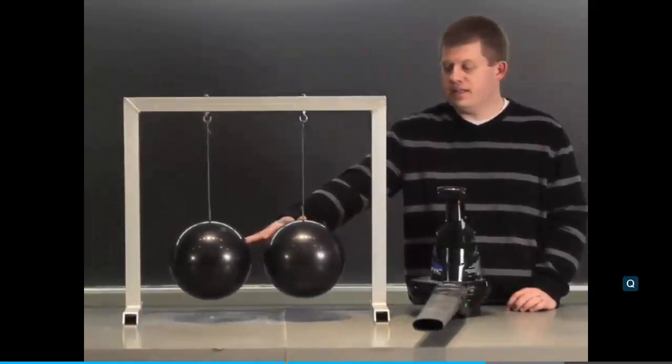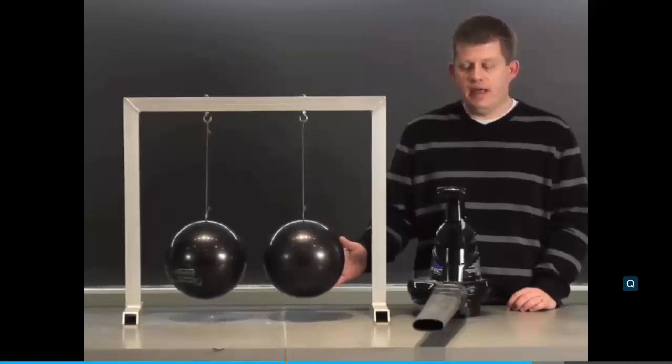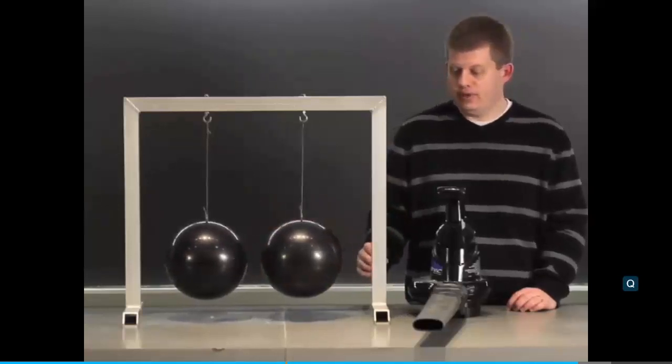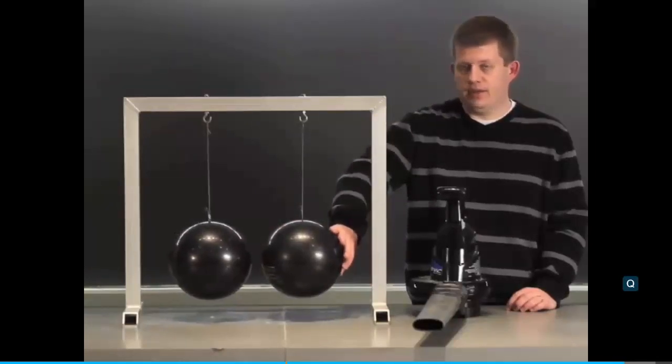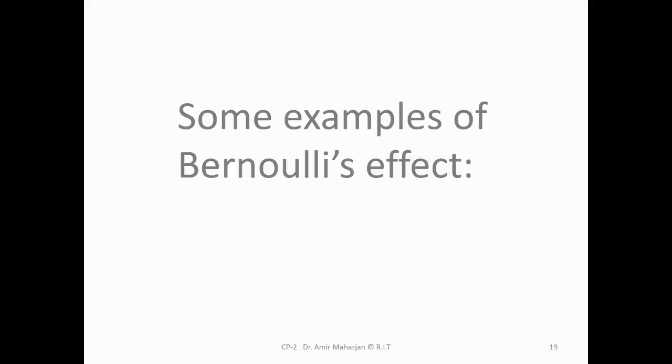They did this because as the air moved between the bowling balls, it is moving at a very high rate of speed. This lowered the pressure between the two bowling balls compared to the pressure on the outside of the balls. Therefore, they were pushed together.